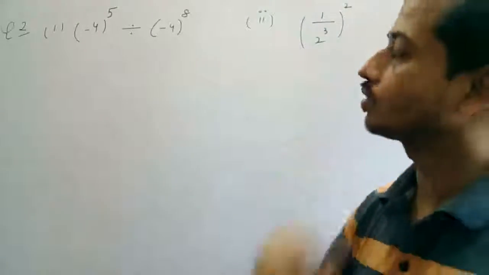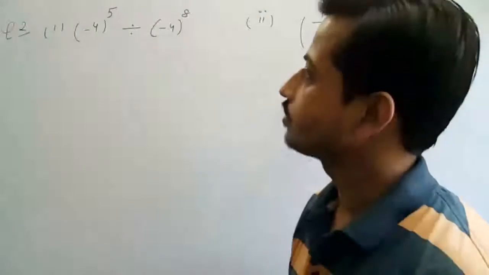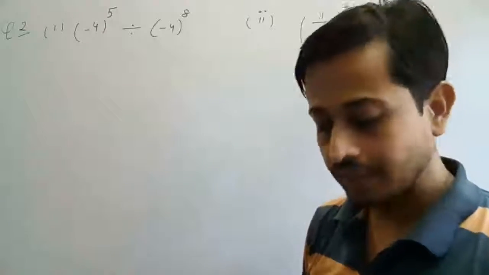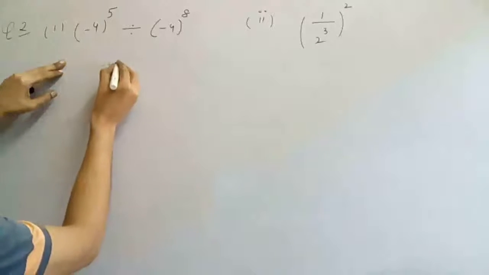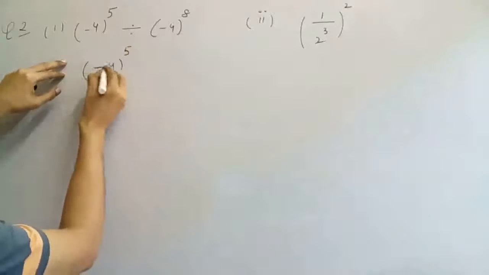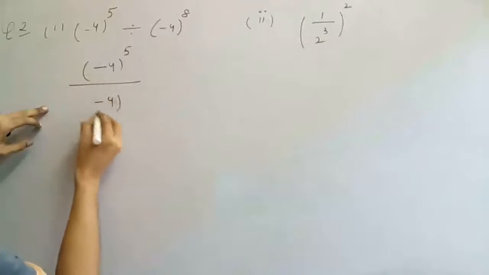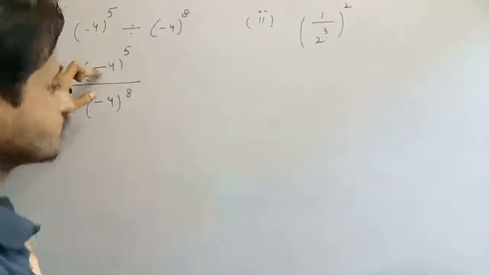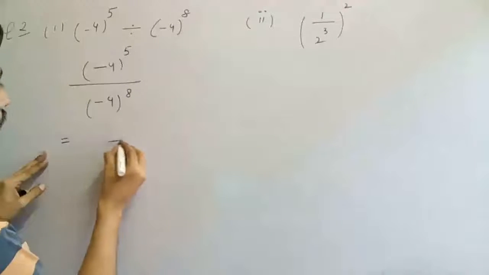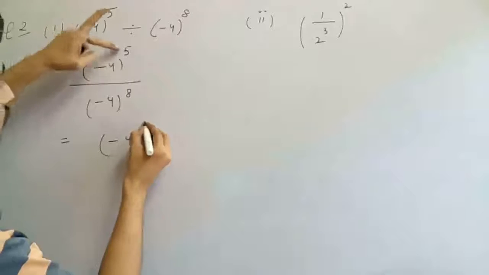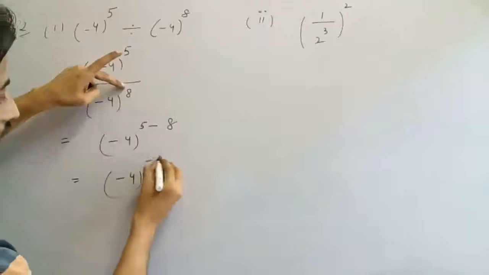Now please look at question number 2 part 1. Minus 4 raised to the power 5 divide minus 4 raised to the power 8, and you can write it in another form, because this divide can be written as like this. So we get minus 4 raised to the power 8. Again look at this, exponent is same, so power gets subtracted. So we get what? Minus 4 raised to the power 5 minus 8. So we get minus 4 raised to the power negative 3.